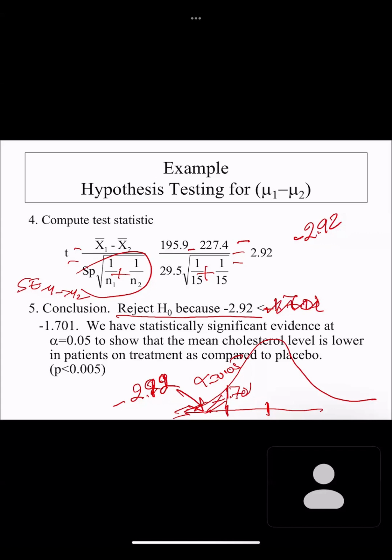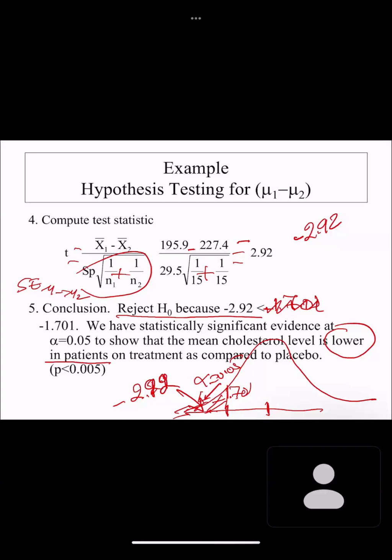So we have statistically significant evidence. This is how we interpret it. Why statistically? Because we did a test of statistics. Why significant? Because it falls here and its probability is very low. So we have statistically significant evidence at alpha 0.05 to show that the mean cholesterol level is lower when we use the new drug. I can state it differently: the new drug statistically significantly reduces cholesterol compared to placebo at alpha 0.05.